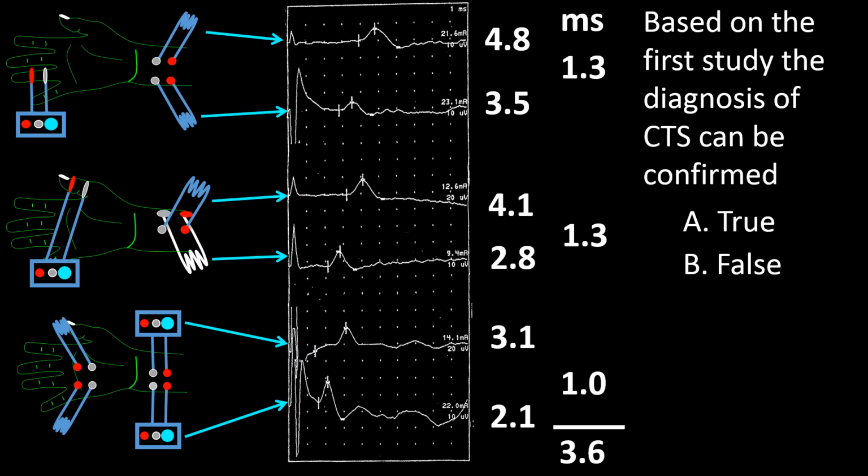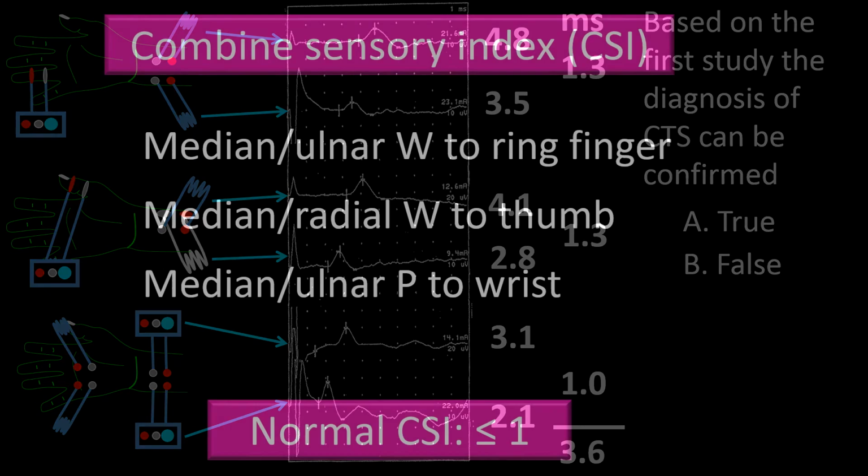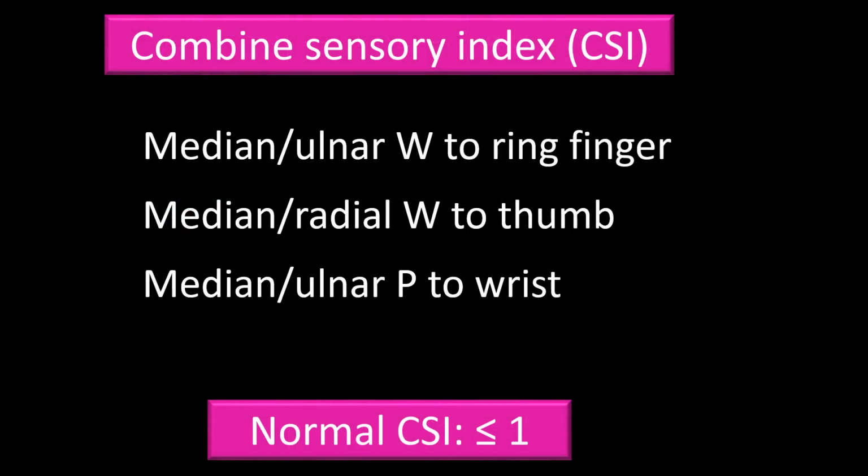Next question. Please take a look at this screen and try to find the correct answer. The question is, based on the first study, the diagnosis of carpal tunnel syndrome can be confirmed. A. True. B. False. We have already established that a combined sensory index of 1 or more than 1 is abnormal. Thus, in this case, the first test, the median and ulnar wrist to ring finger, was more than we would consider normal.